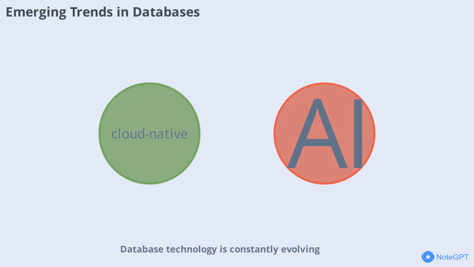Database technology is constantly evolving. Recent trends include the rise of cloud-native databases, automation, and the integration of artificial intelligence for smarter data management. These innovations are making databases more scalable, efficient, and intelligent. Staying up to date with new technologies can give your organization a competitive edge. In the next scene, we'll explore the basics of database design and how to plan an effective system.